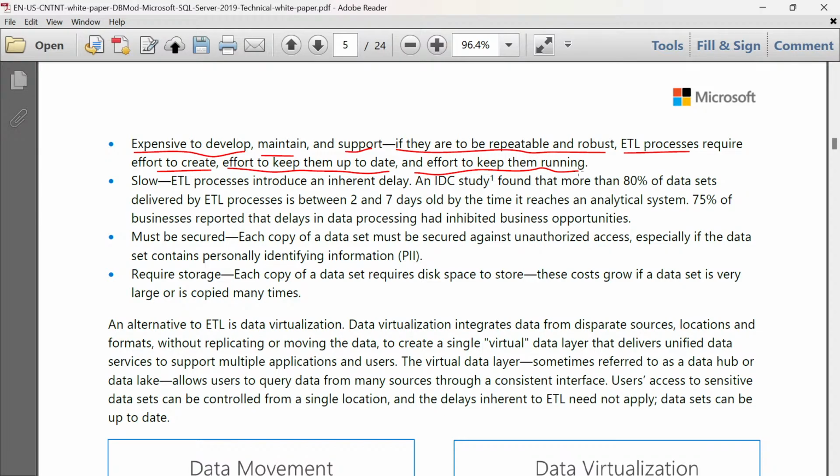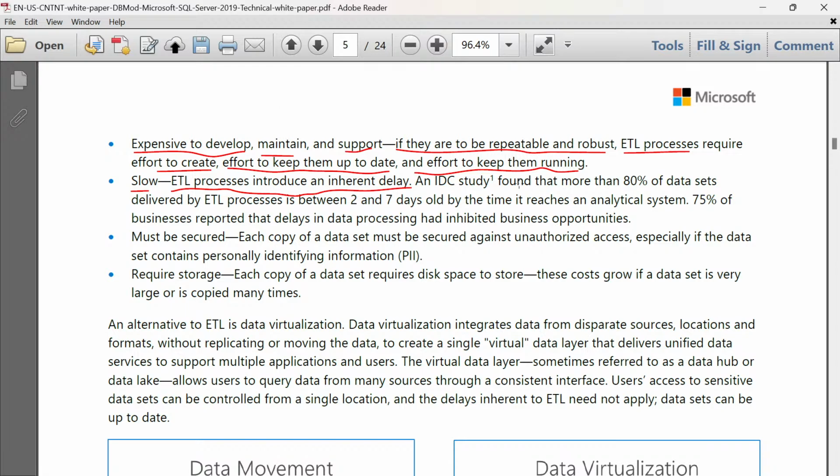it does not enter into a situation where the database server crashes and you are deprived of the information. Next, the second point says slow. Slow means the ETL process introduces an inherent delay. Why a slower process? Because it will first copy the original data into a clone or a copy format where the ETL process will be introduced.